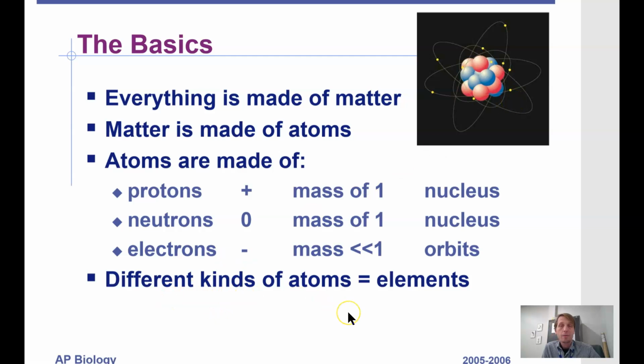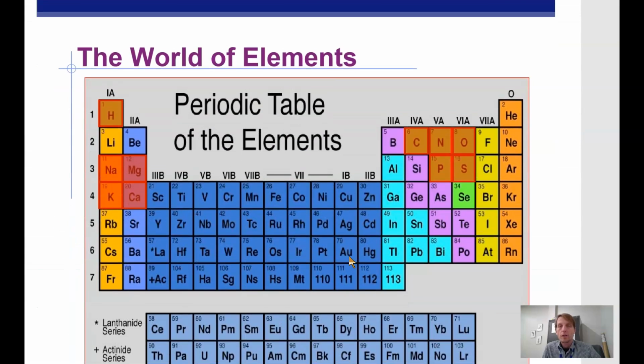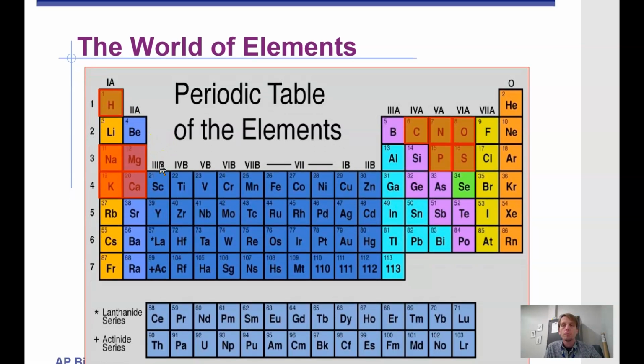So different kinds of atoms form the different kinds of elements of the periodic table. These are organized according to the number of protons. So in a periodic table, you have the atomic number. Atomic number is the number of protons.